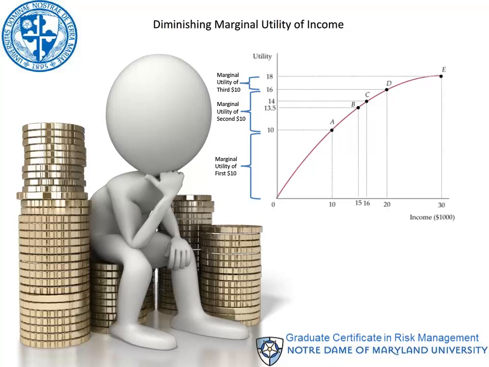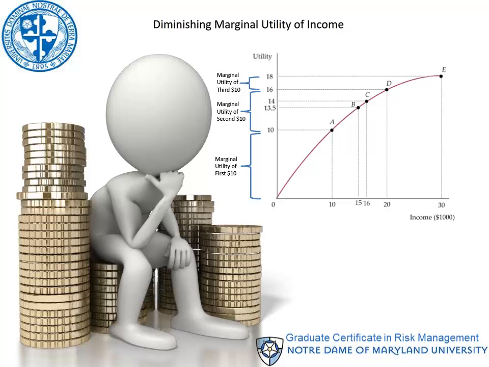Let's look at the points on the curve to make sure we understand. $10,000 yields a utility of 10 as shown by point A. Another $5,000 changes utility by 3.5 from 10 to 13.5. Thus, we say the marginal utility of this $5,000 is 3.5. This is the vertical change in utility from point A to point B that results from the horizontal change in income from point A to point B.